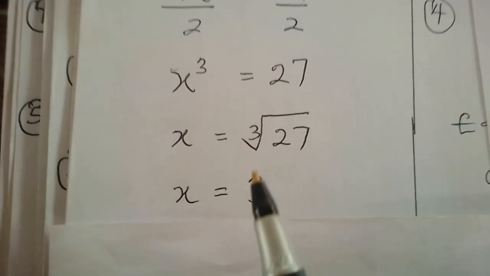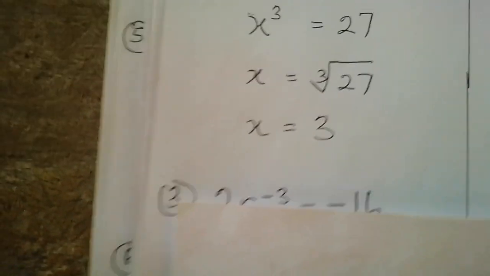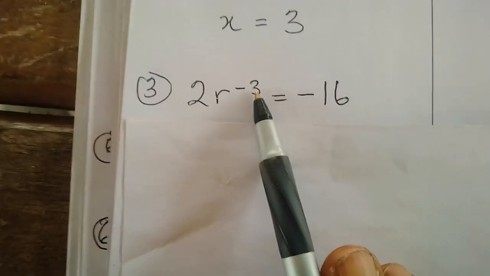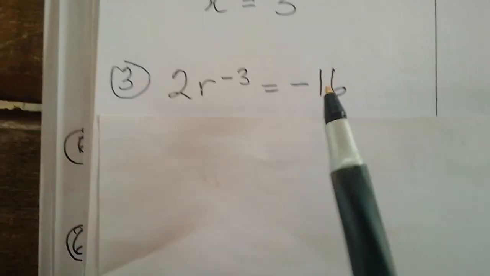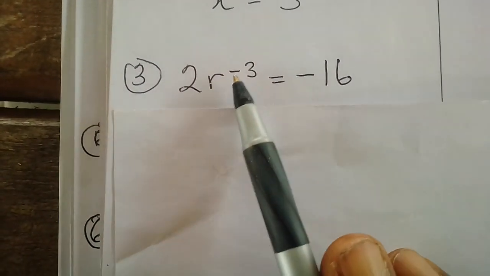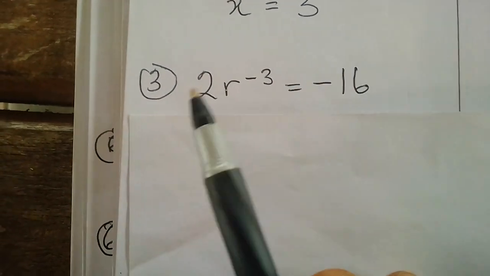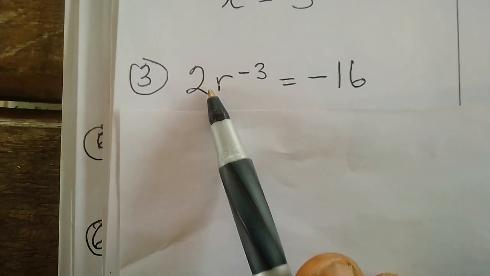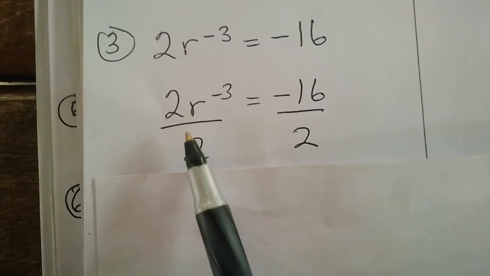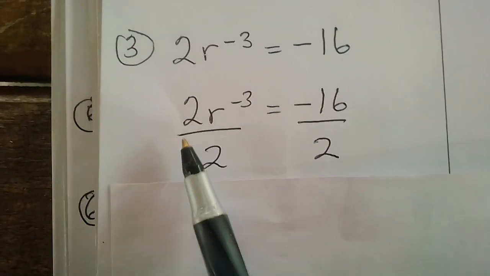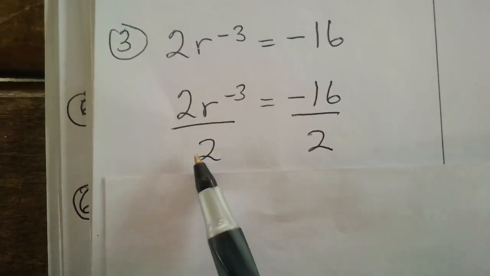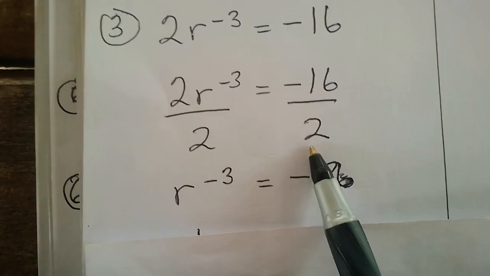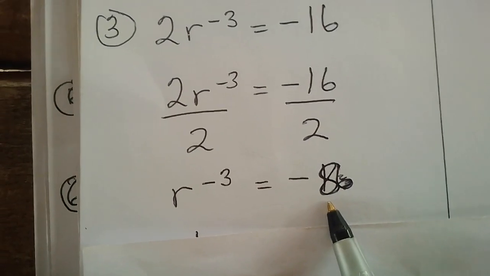So let's move on to the third question, which is 2r raised to power minus 3 is equal to minus 6. First of all, let's remove the coefficient of this r, which is 2, by dividing both sides by 2. When you divide both sides by 2, these 2 will cancel, remaining r raised to power minus 3 here. Minus 16 divided by 2 will give us minus 8.